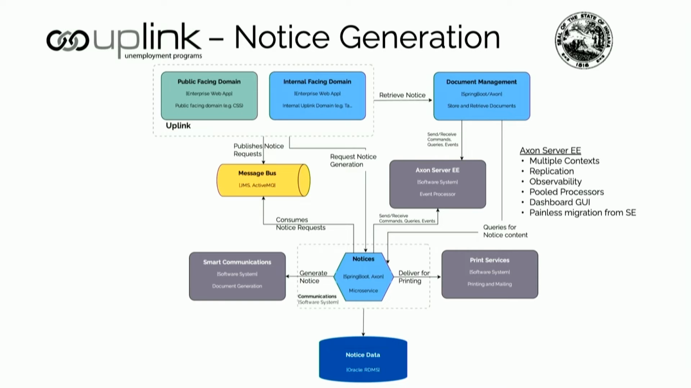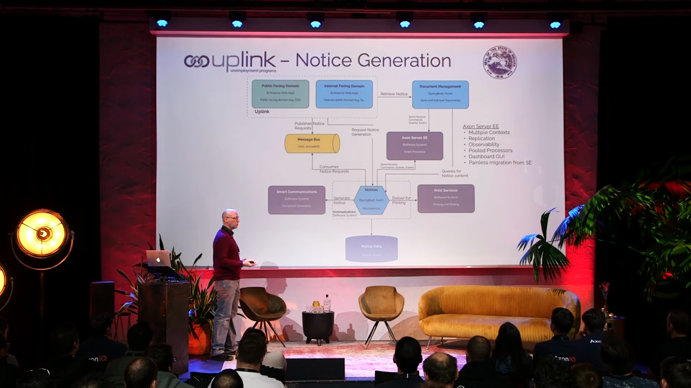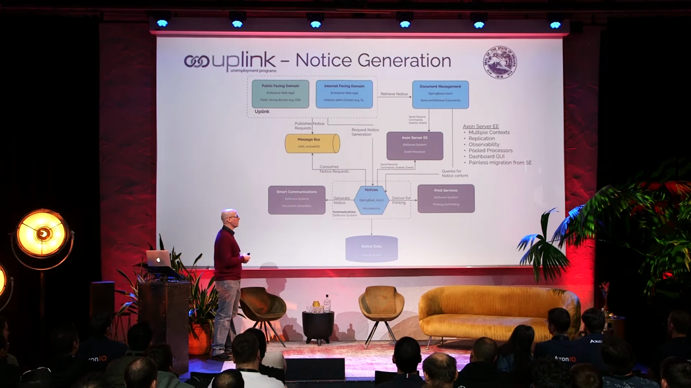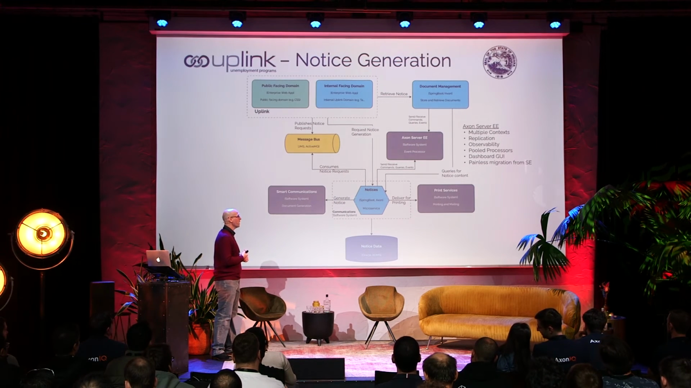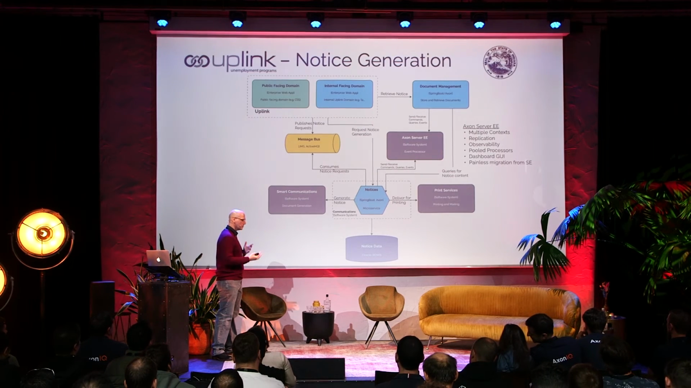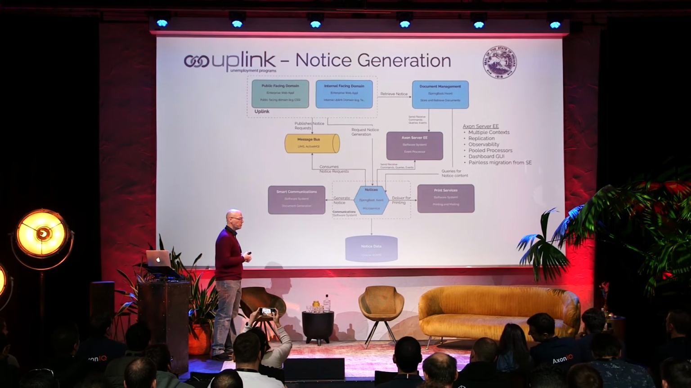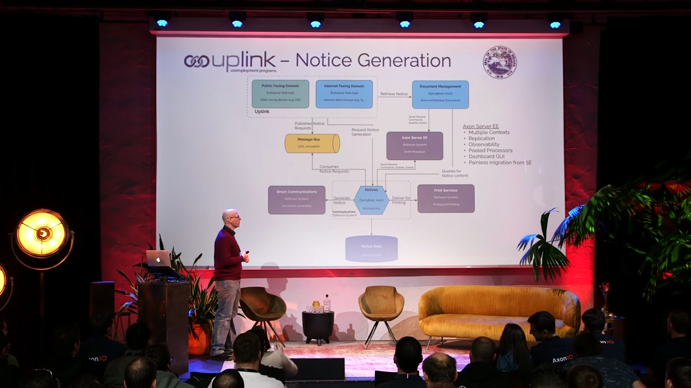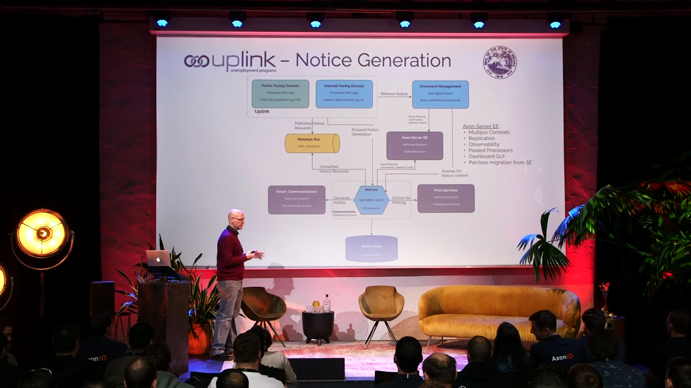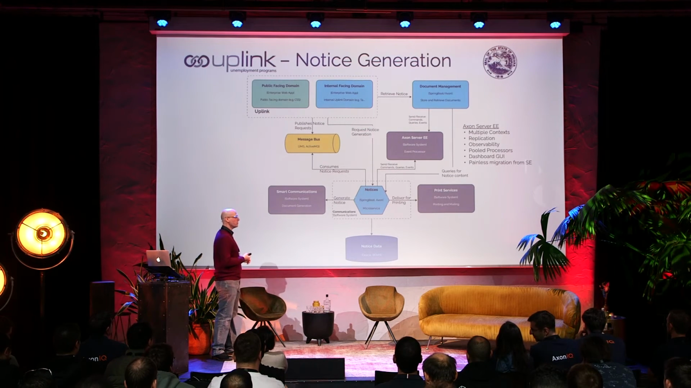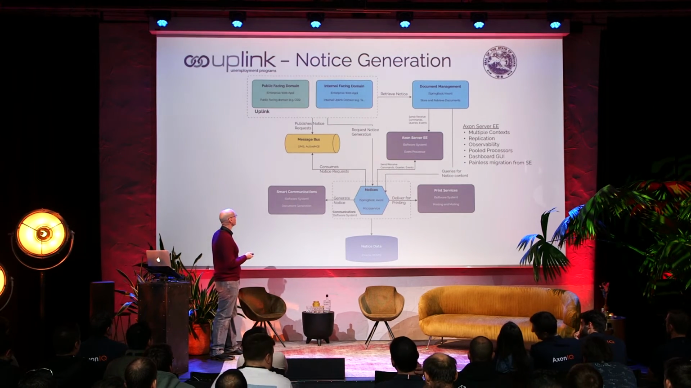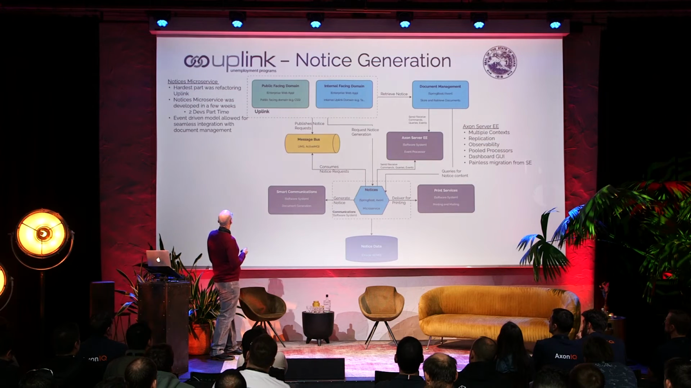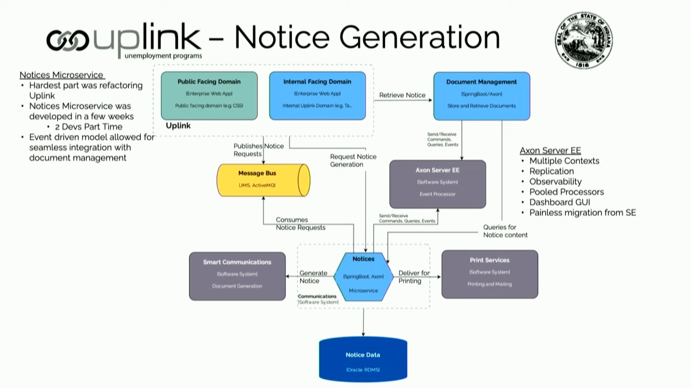So we switched to Axon Server EE because we were able to use multiple bounded contexts and have some replication and multiple nodes. And we had the GUI to be able to scale up the thread pools and stuff. And we started looking at the pooled processors at that time. Doc upload used tracking event processors, and this time we wanted to look at pooled processors. The hardest part, again, was the refactoring of Uplink.